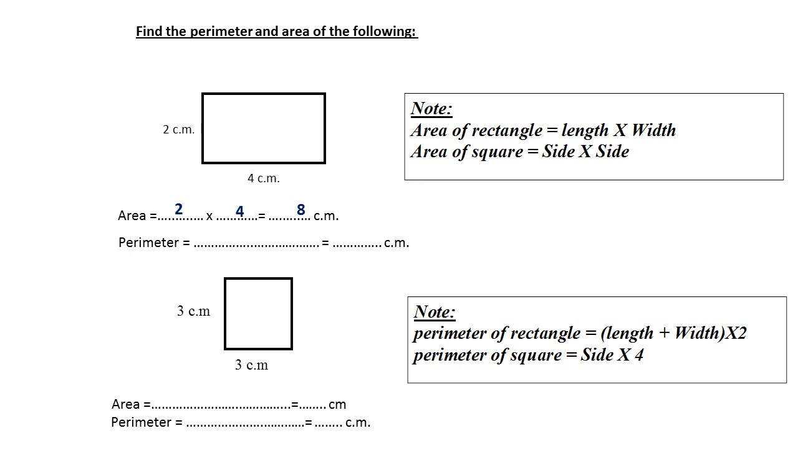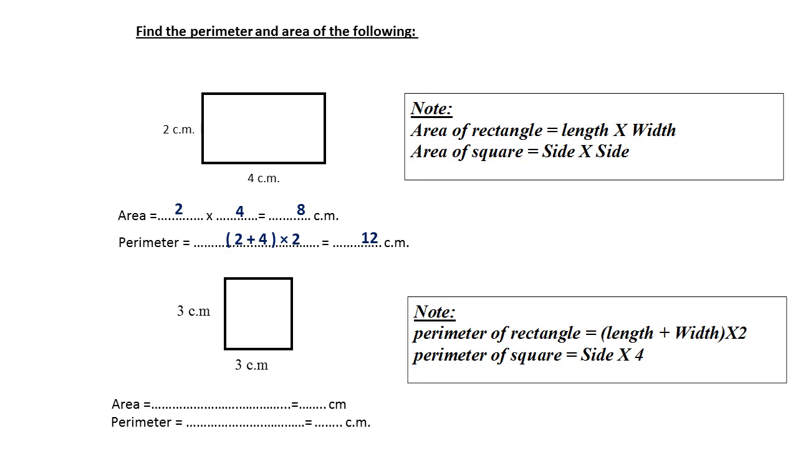What about the perimeter? The perimeter of a rectangle equals length plus width, by 2. What is the length and width here? They are 2 and 4. So between brackets I will write 2 plus 4, by 2. 2 plus 4 equals 6, and 6 by 2 equals 12.